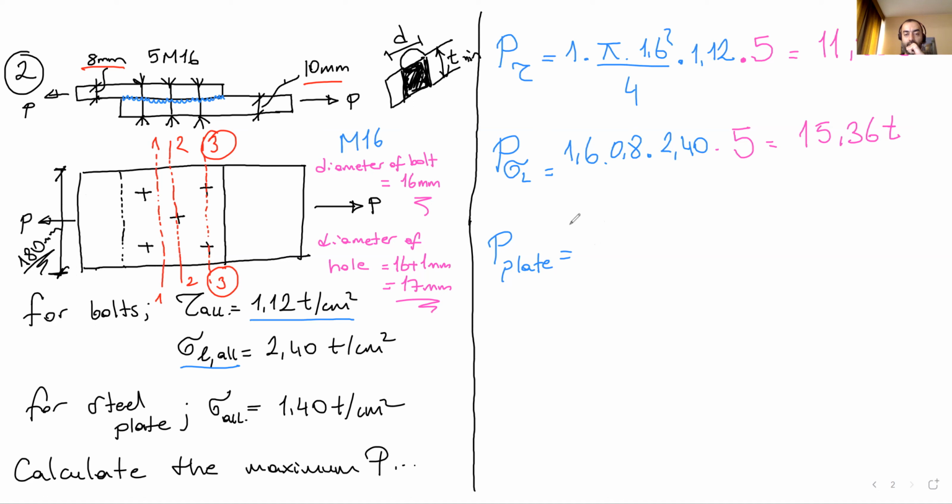Let's write the equation. The 18 centimeter minus 2 times what? Remember, here we have 2 bolt holes. When you cut from here, there will be 2 missing areas. So 2 times this one, 1.7 centimeters. Okay.